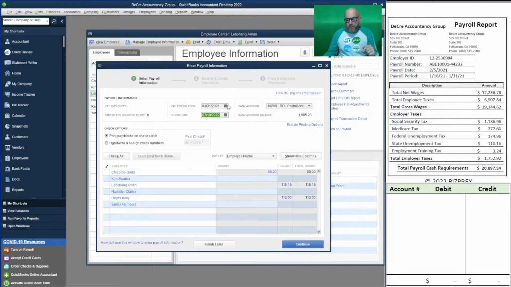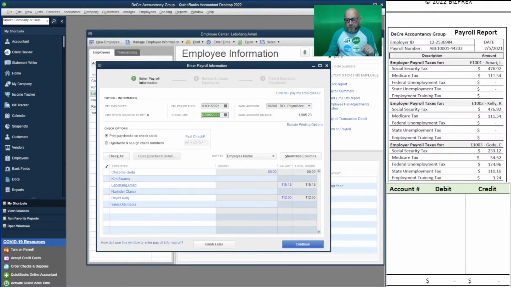So pay period ends right here, 1/31/21. Check date, we have to fine tune this one a little bit. We have to go back in time. Oops, a little too far. Here it is. All right, so that's going to be our check date. What do we pay? We have 3 employees. Here they are.